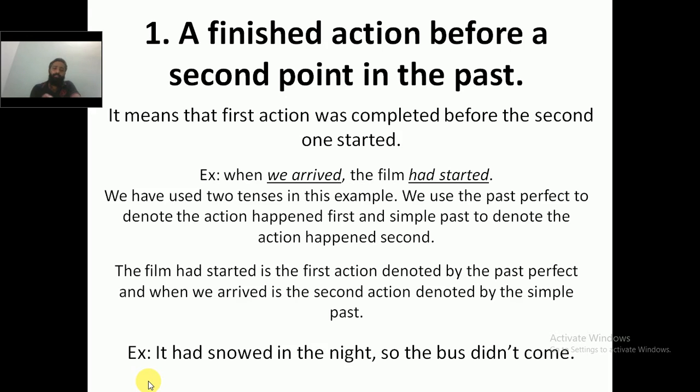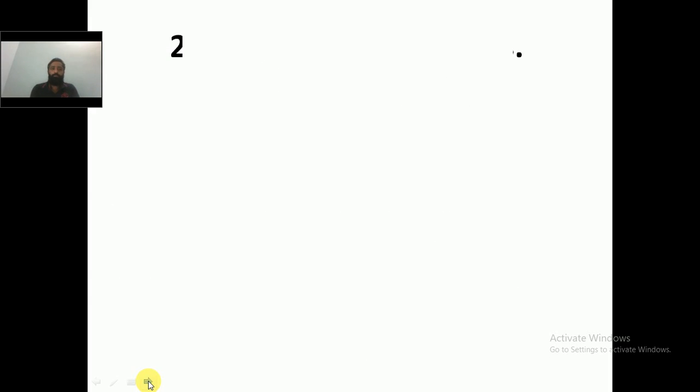It had snowed in the night, so the bus did not come. What is the first action in this particular sentence? That is, it had snowed in the night. So we have used the past perfect tense. Second action is that the bus did not come. So we have used the simple past tense. I hope you have understood it. Come to the second usage of it.